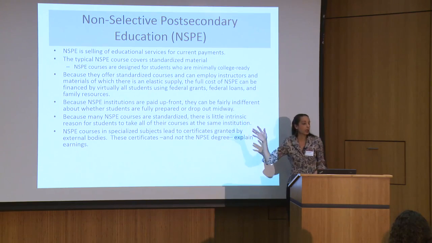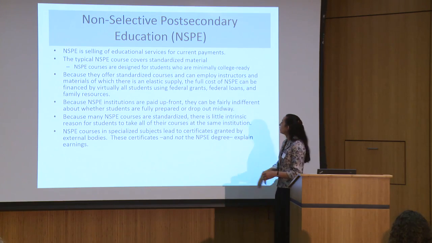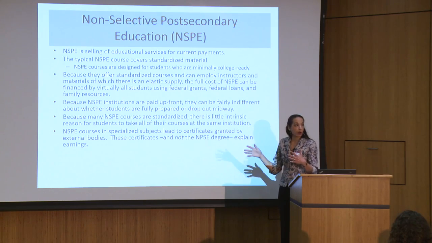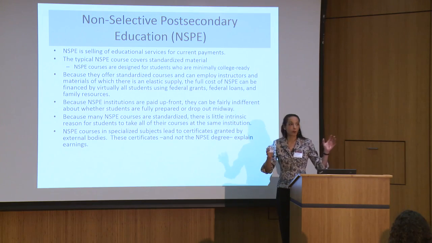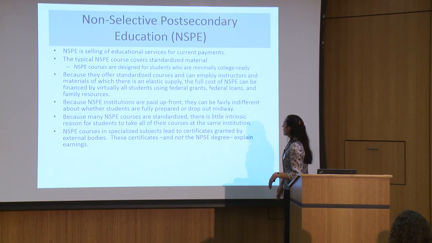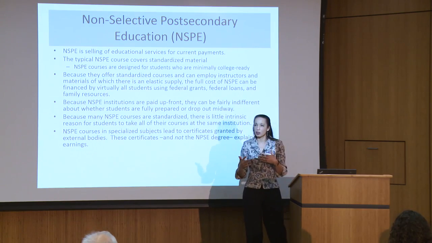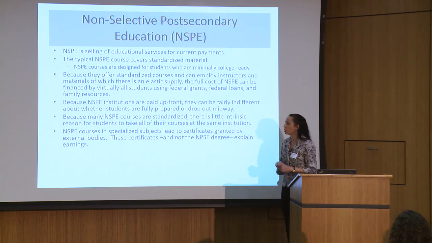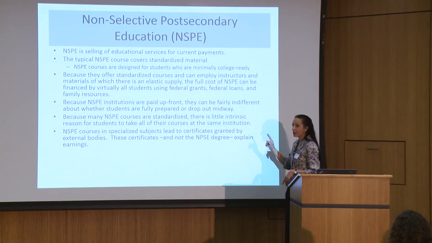Okay, and the full cost of your typical non-selective post-secondary institution can be covered by federal grants, federal loans, and families' resources. So there is some borrowing for this type of education, but most people can pay for it up front. Okay, in other words, with loans, family, they're going to pay for it up front when they actually get the education. There's little intrinsic reason for students to take all of their courses at the same institution because the courses are fairly standardized. I mean, Algebra 1 doesn't really change that much from institution to institution. Okay, that turns out Algebra 1, I will come back to that, is the most commonly taken course in American post-secondary education.